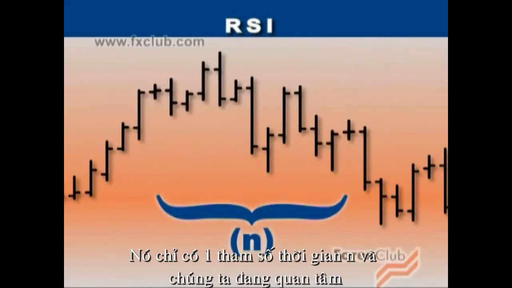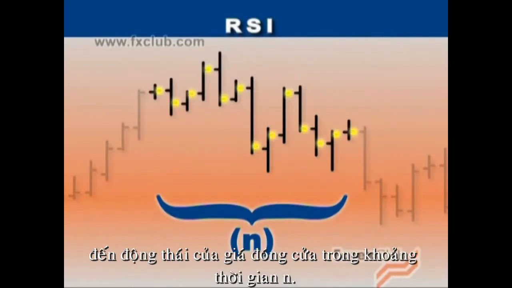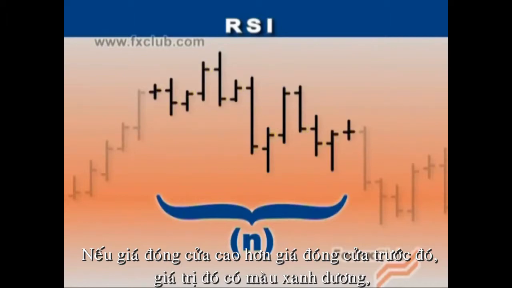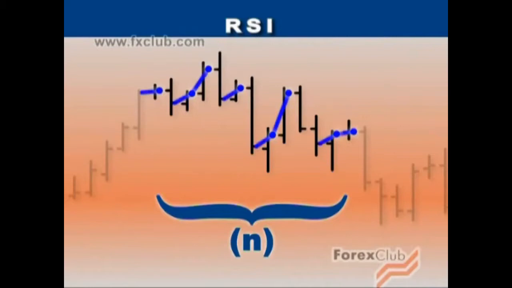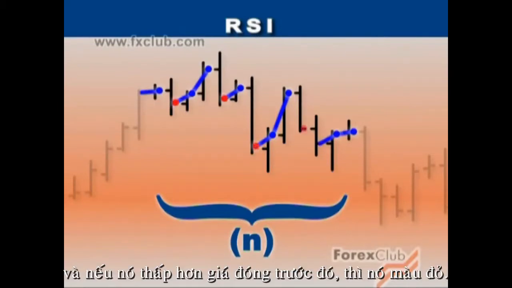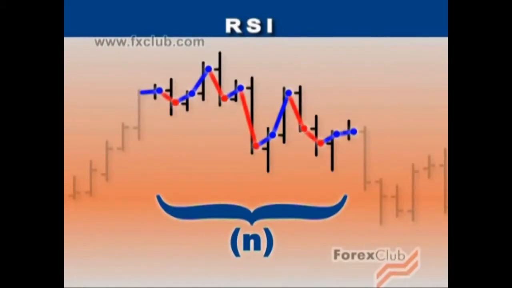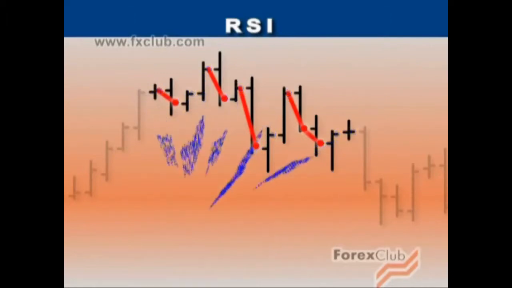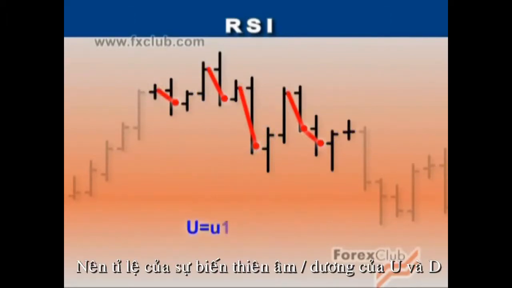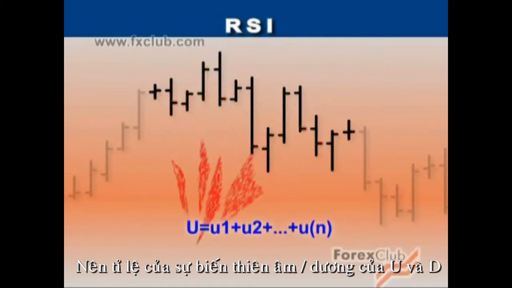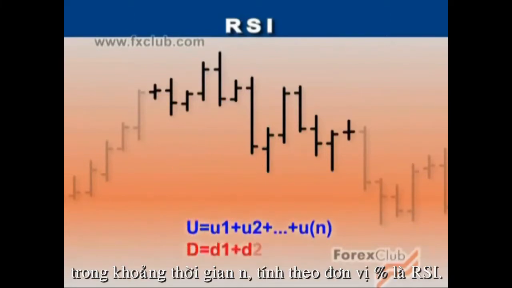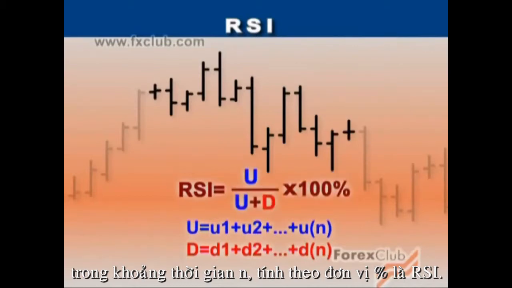It has just one time parameter, N. We're interested in the behaviour of closing price for the period N. If the closing price is higher than the previous one, then the value is blue. And if it's lower than the previous, the value is red. So the ratio of the sums of positive and negative variations U and D for the period N, expressed as a percentage, is the RSI.